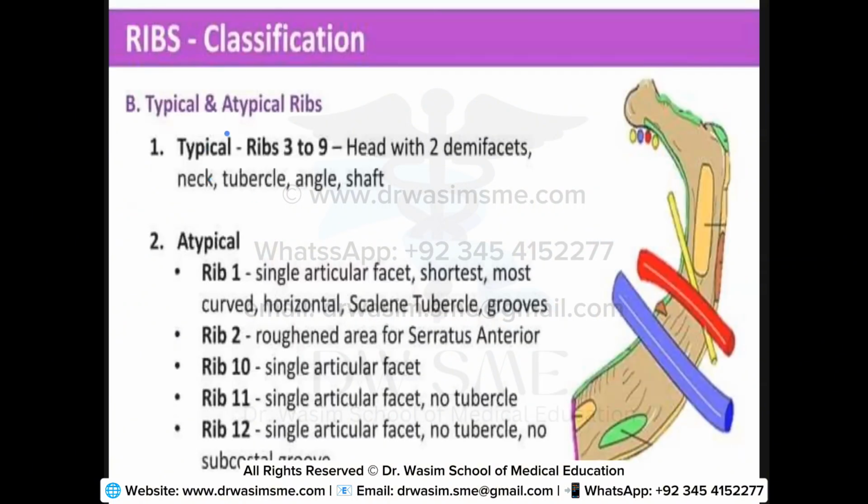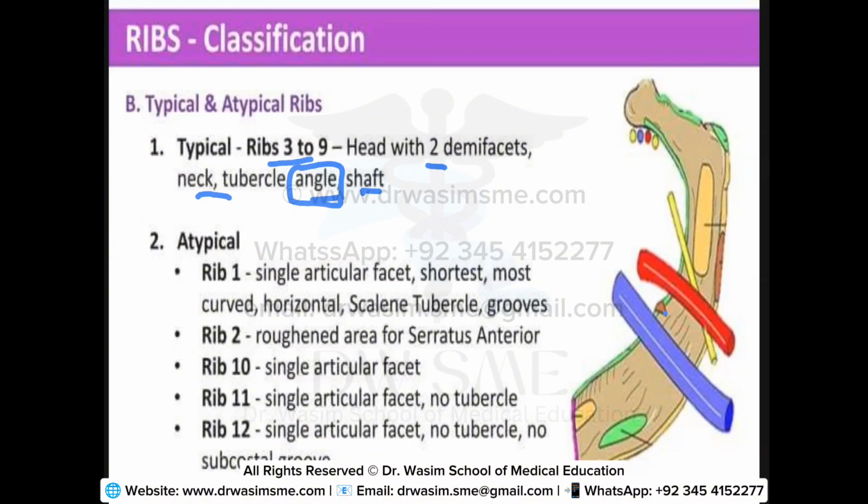Now, what makes it typical and what makes it atypical? So ribs from 3 to 9 are typical ribs. Their head has two demi-facets, and they have a neck, tubercle, angle, and shaft. Now, out of these, the angle is the weakest point, which is the area where most of the ribs get their fracture. Now, regarding the shaft, it is important that on the inferior aspect of each shaft, there is an area which contains the neurovascular bundle that includes the vein, artery, and nerve.